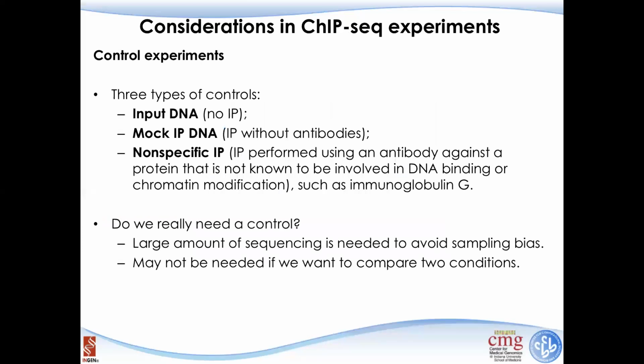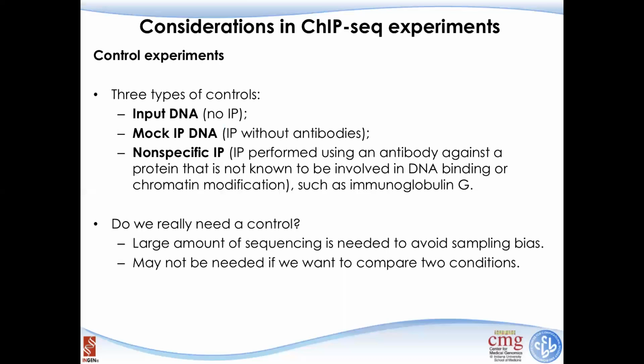And there are three types of controls we can use. One is an input DNA, no IP. Another one is a mock-IP DNA, so IP without antibodies, or maybe non-specific IP. So IP performed using an antibody against a protein that is not well known to be involved in DNA binding or chromatin modification, such as IgG or something.